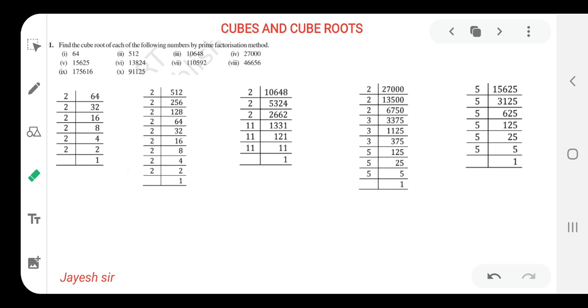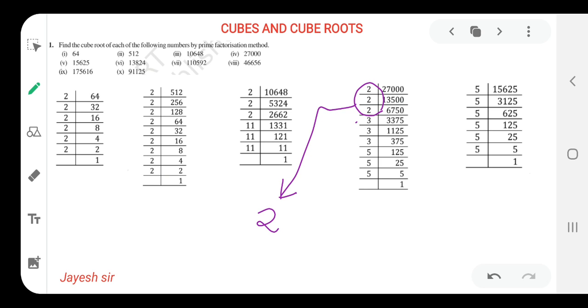Next is 27,000. What would be the cube root of 27,000? Again, by prime factorization, we'll start making groups of 3, or pairs of 3. One pair would be, we can see, 2. Here 3 pairs are formed of 2. So what we are going to do, same thing. We will write 2 here.